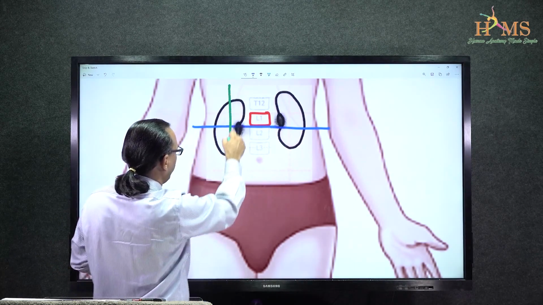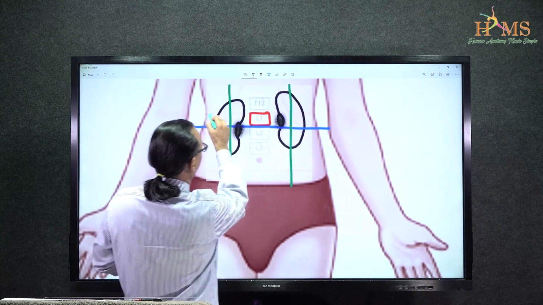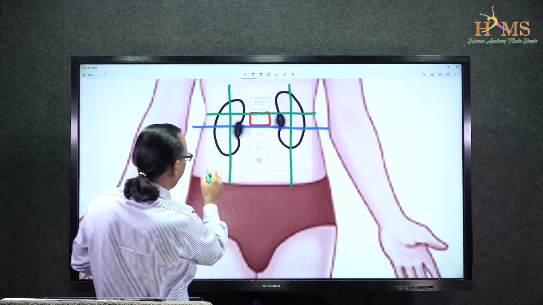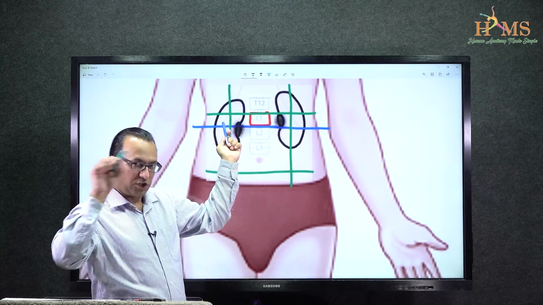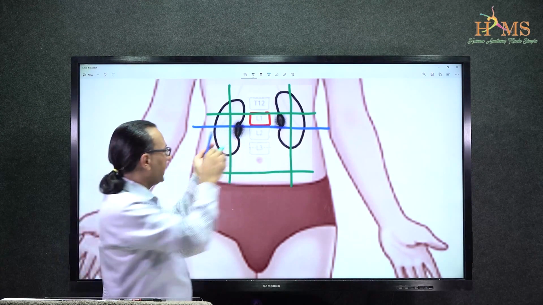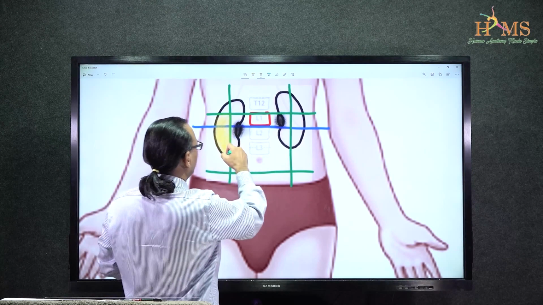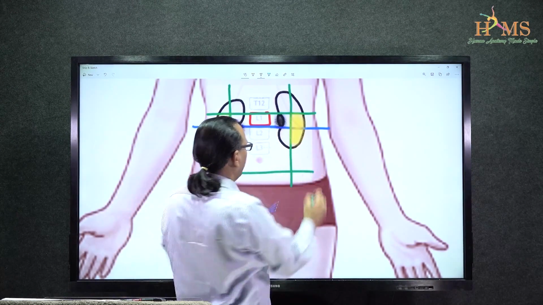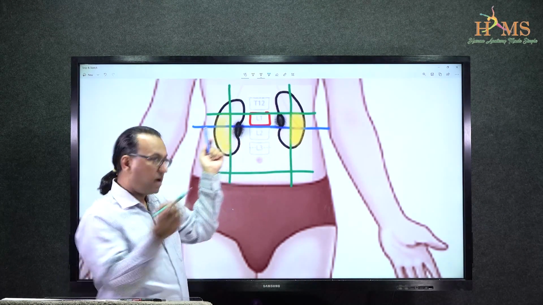First, let us mark the boundaries here. You will notice there are two vertical planes and two horizontal planes, and then we find the kidneys are actually at the junction of four quadrants. As you see, kidneys are basically lying in the lumbar region. This is the right kidney, the left kidney, but then they are also encroaching under the costal margin.